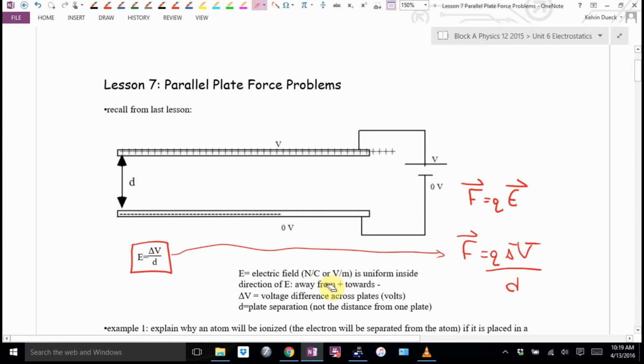Colin, you asked about direction. It's away from the positive towards the negative, or if they're both positive, towards the less positive. That's the direction of the electric field.